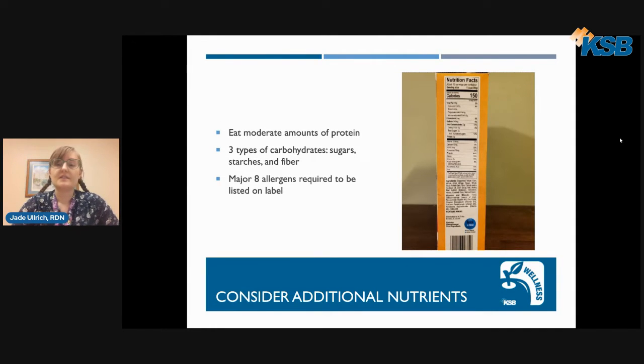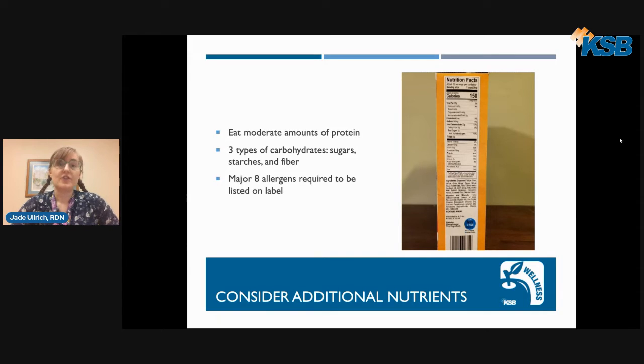So let's consider some additional nutrients. Eat moderate portions of protein such as lean meats, poultry, fish, eggs, low-fat yogurt, beans, peas, nuts, seeds, and soy products. Also know that there are 3 types of carbohydrates: sugars, starches, and fiber. Just choose whole grain breads, cereals, rice, pasta, plus fruits and vegetables.